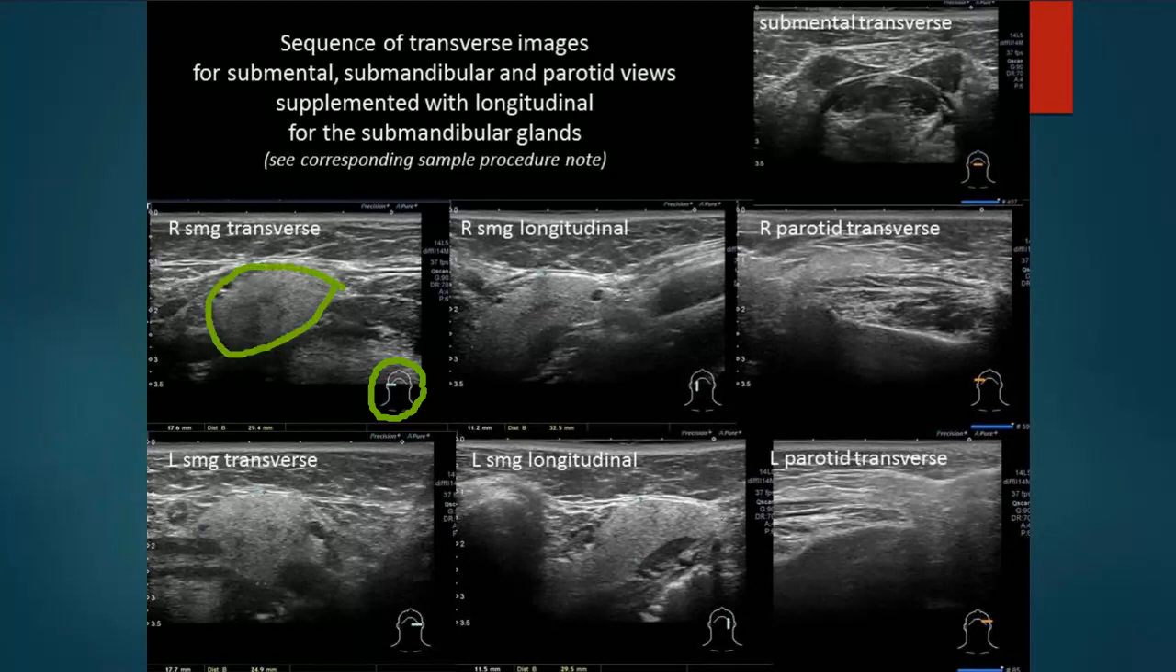And as we elongate that, or we turn our transducer sagittal, we have our sagittal right submandibular gland. Same thing on the left side. And we're going to spend quite a bit of time practicing thyroids as well. It's a very fine-tuned type of hand manipulation, going from transverse to sag in both the thyroid and the submandibular gland.